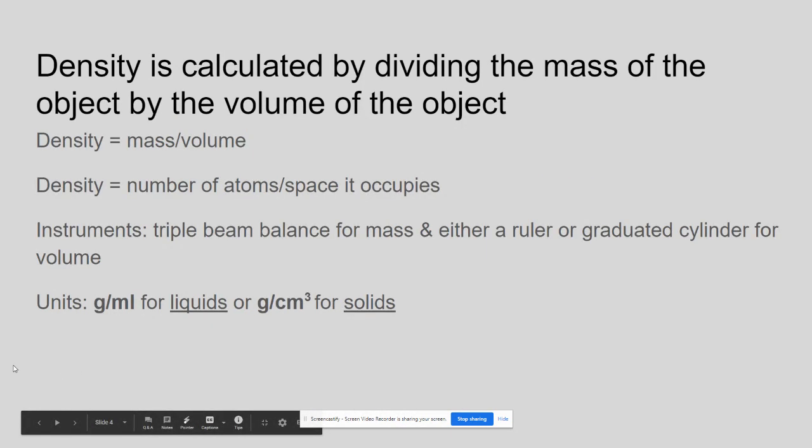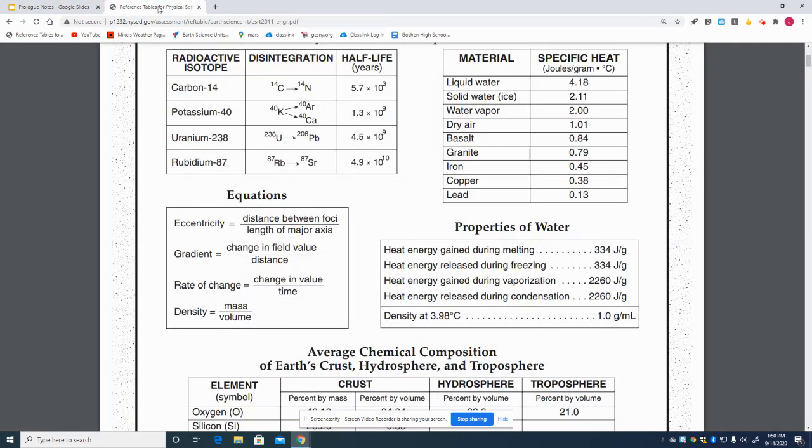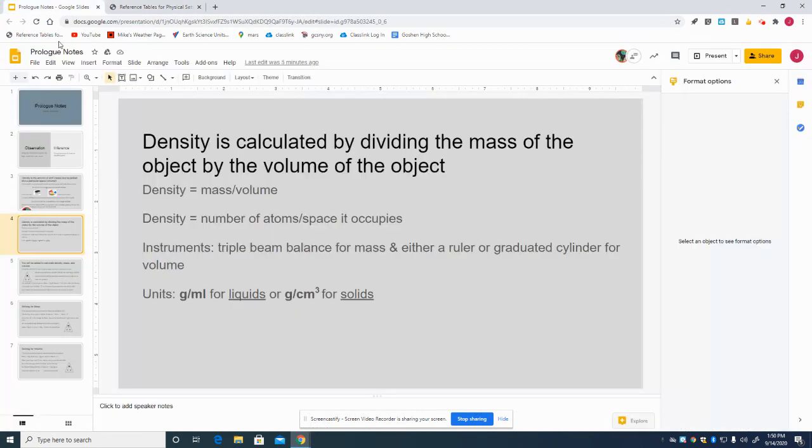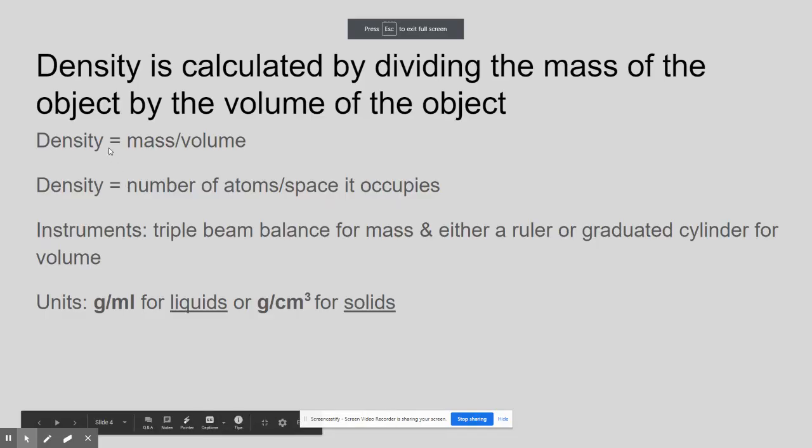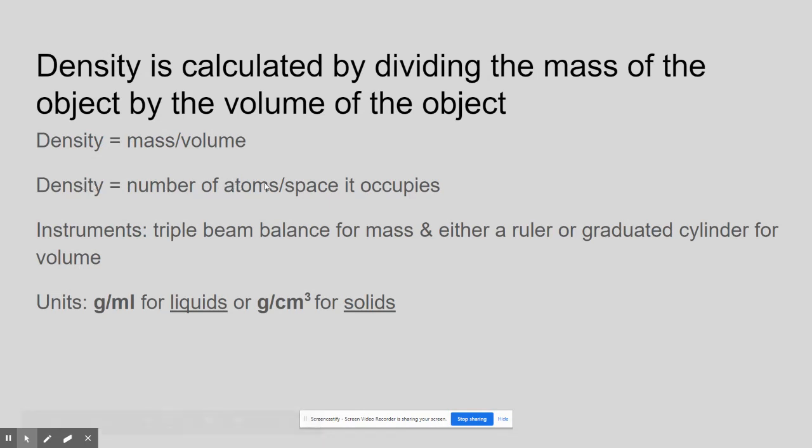Okay, so now we're going to practice. I'm going to show you guys how to do some density problems. So the formula for density is actually right on the front page of your reference tables. On the front page of your reference tables, you have this little section that says equations, and the density formula is density equals mass divided by volume. So here it is. Density equals mass divided by volume. So density is the number of atoms divided by the space it occupies, if you want to just change the words a little bit.